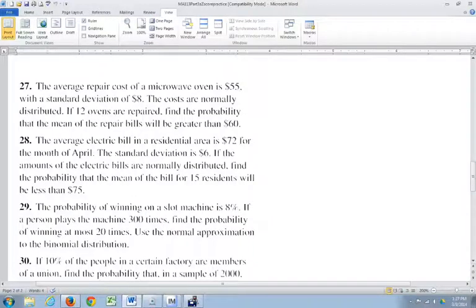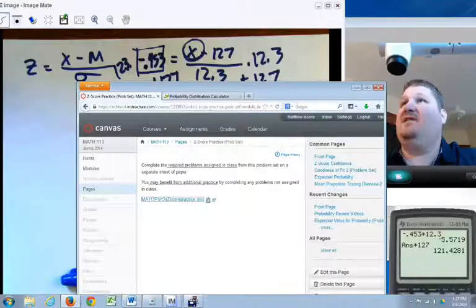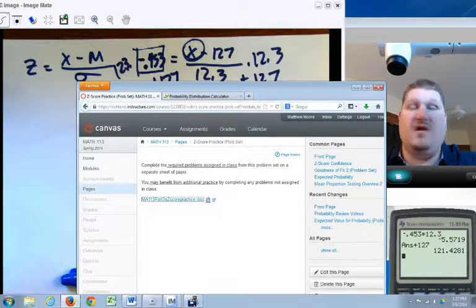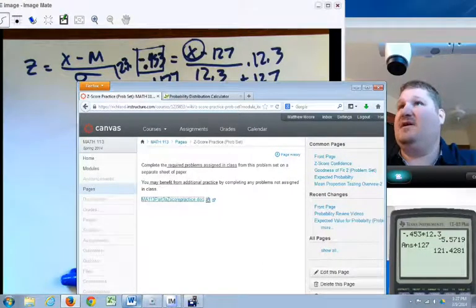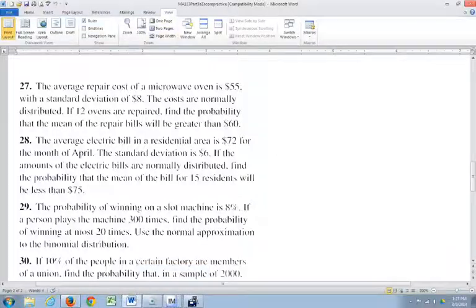The last type of problem that we've gone over is one like number 27. It says the average repair cost of a microwave is $55. The standard deviation is $8. The costs are normally distributed. If 12 ovens are repaired, find the probability that the mean repair bill is greater than 60. So, using that information, we need to write down all our key components. And I'm getting this from Z-Score Practice. That's where this is coming from, Z-Score Practice.